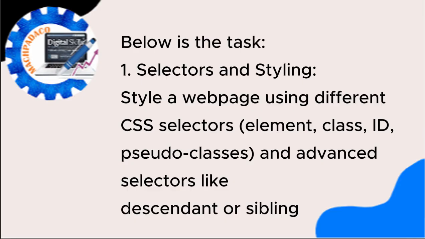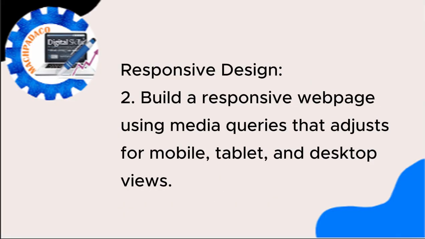1. Selectors and styling. Style a web page using different CSS selectors like elements, class, ID, pseudo-classes, and advanced selectors like descendant or sibling. 2. Responsive design. Build a responsive web page using media queries that adjust for mobile, tablet, and desktop views.